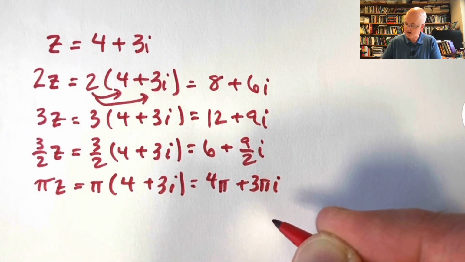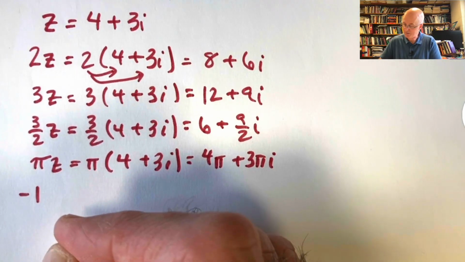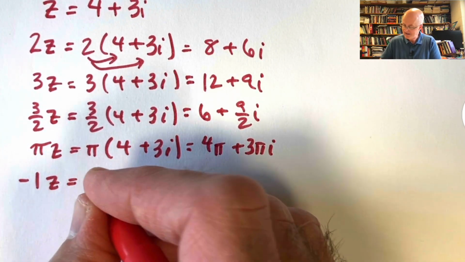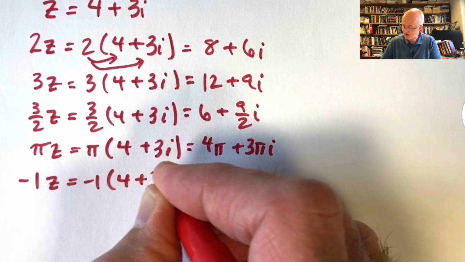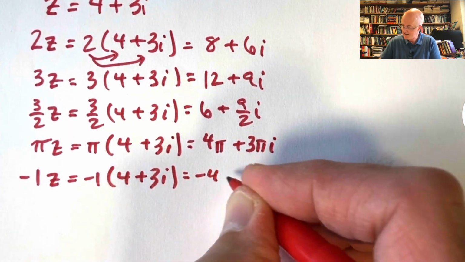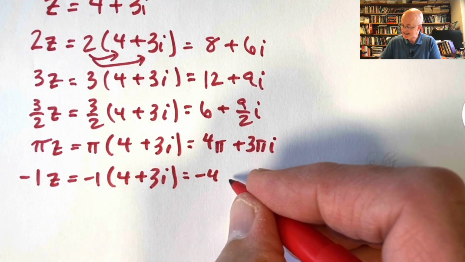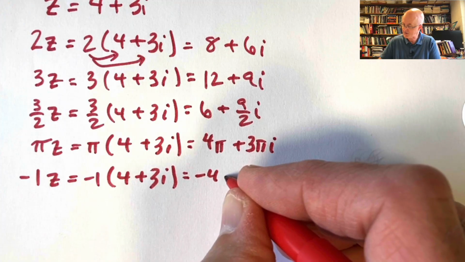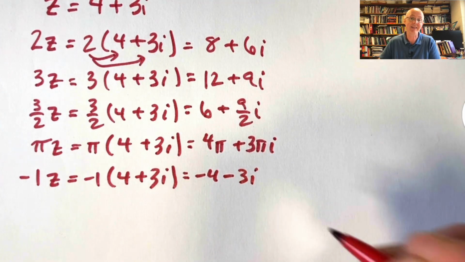How about a negative number? The most common negative number to use here is -1. What's -1 times z? Multiply the real and imaginary parts by -1. -1 times 4 is -4. -1 times 3 is -3. I could write plus -3i here, but it's more natural to just write -3i, and that is fine to do.